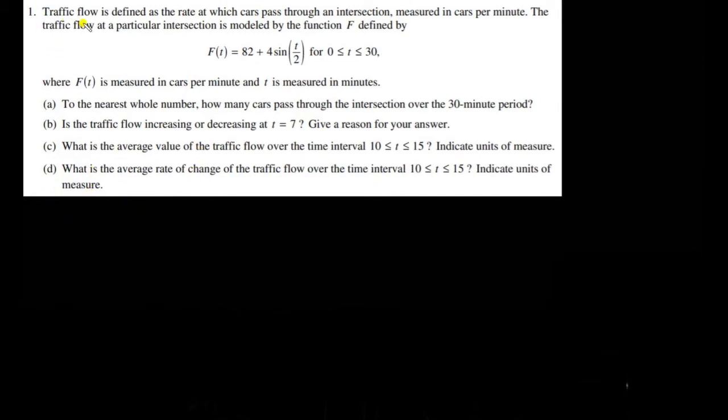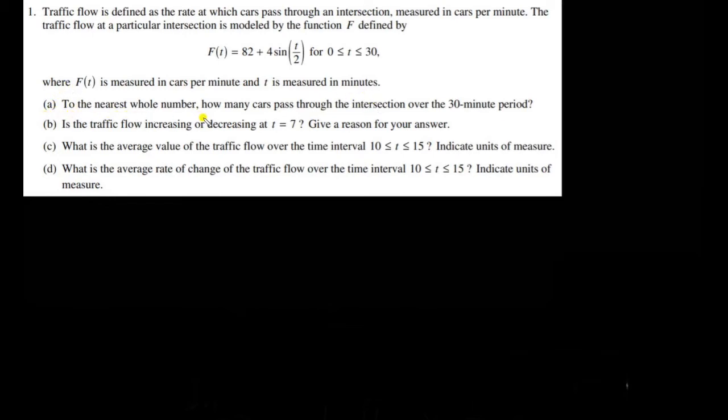So, in this first one, we have traffic flow defined as the rate at which cars pass through an intersection measured in cars per minute. So this function is measured in cars per minute, and the traffic flow at a particular intersection is modeled by the function f, where f is measured in cars per minute and t is measured in minutes. Cool. Now let's see what they want.